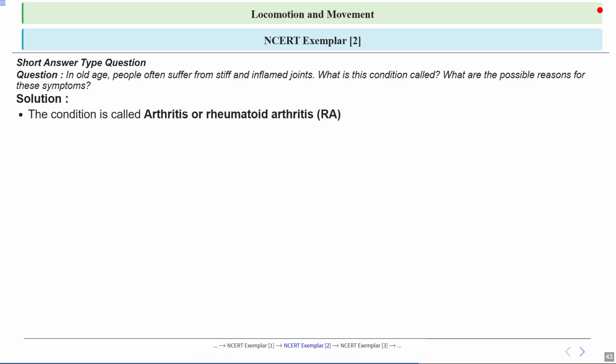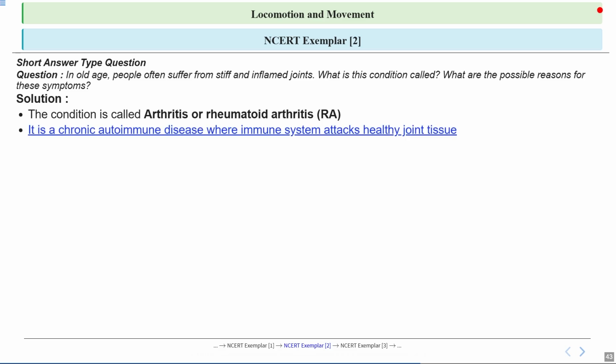So, arthritis is a condition where the joints become inflamed, leading to pain, swelling, and stiffness, making movement difficult. Rheumatoid arthritis, which is RA, is a specific type of arthritis that is an autoimmune disorder, meaning that the body's immune system mistakenly attacks its own joints, causing chronic inflammation and potential joint damage over time.